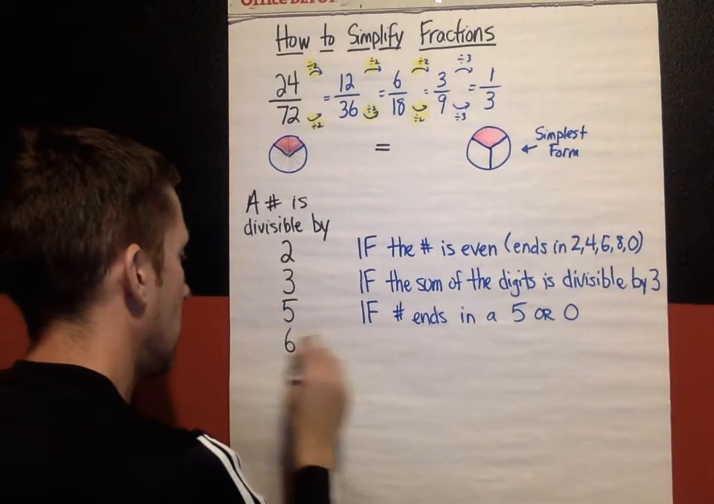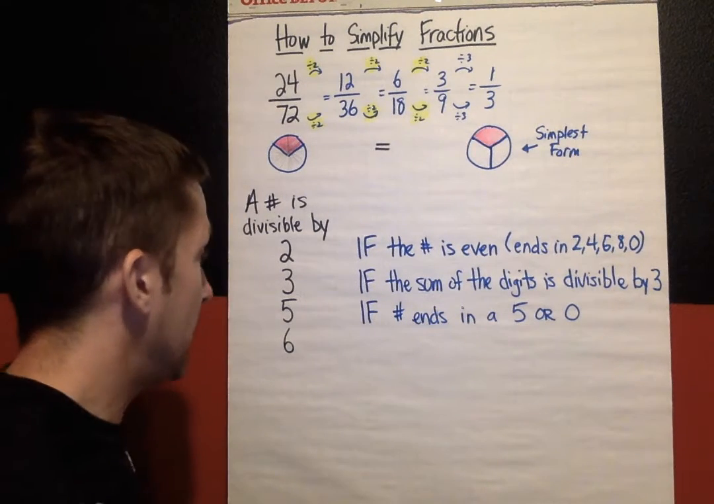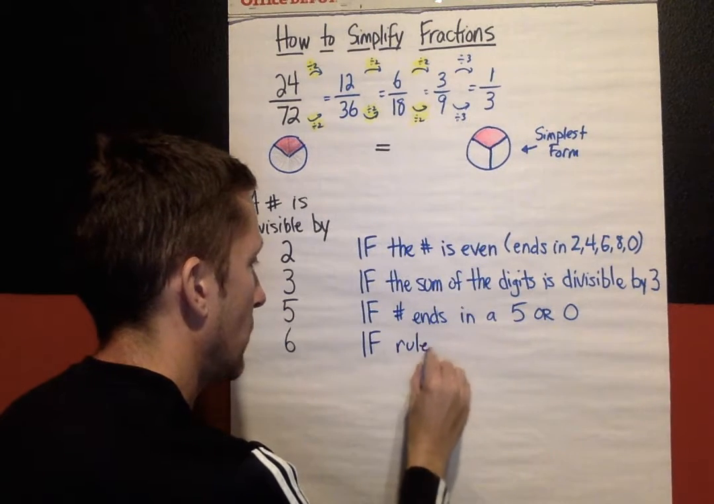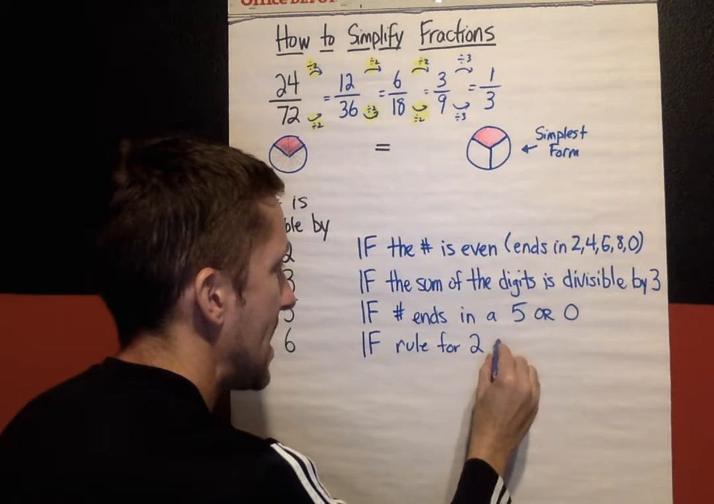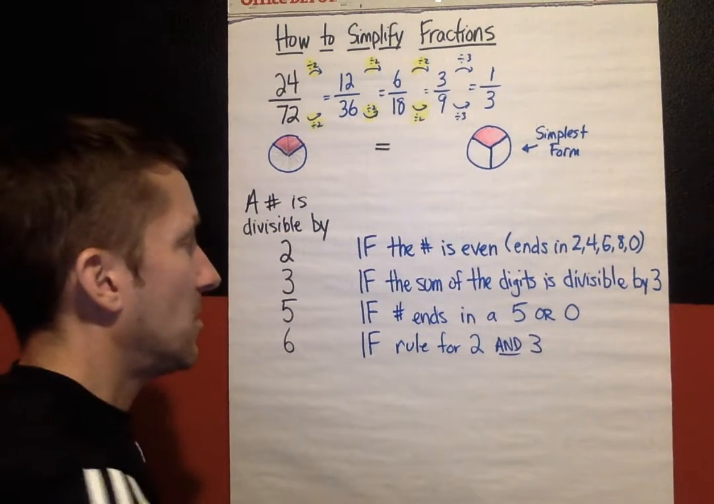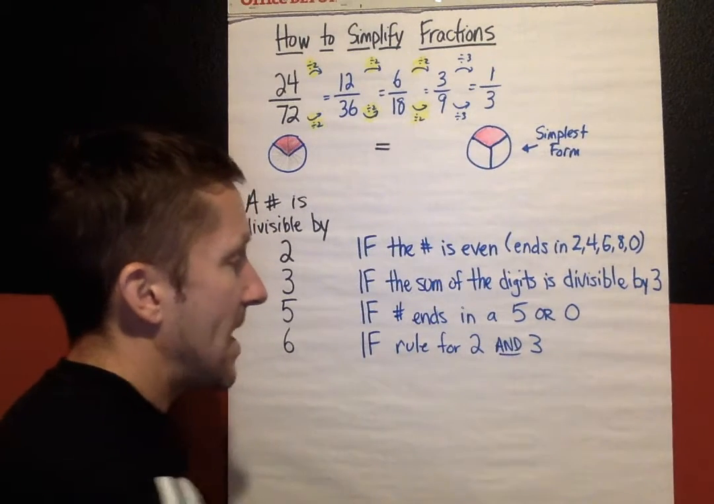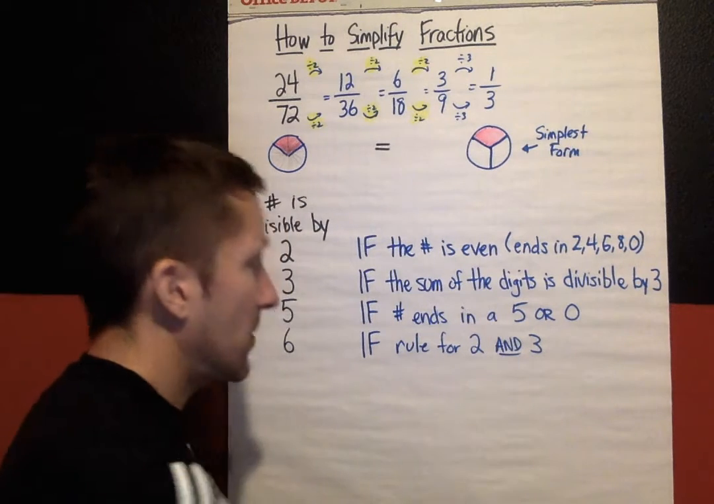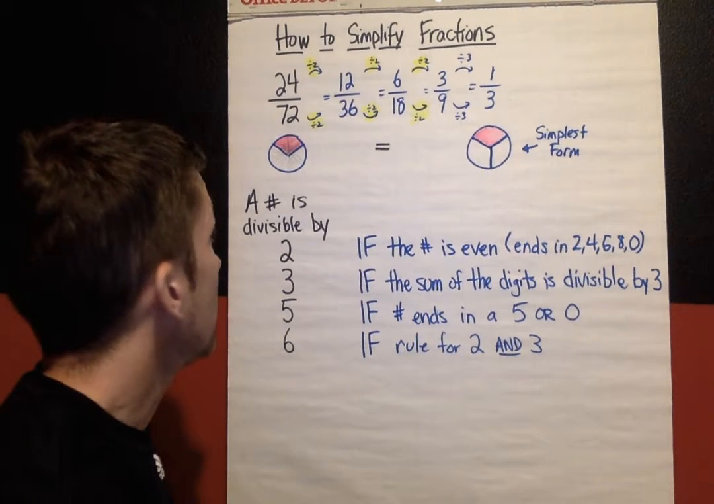6 is a number is going to be divisible by 6 if the rule for 2 and 3 both work. So if it's even, because that's the rule for 2, and if you add the digits, the sum is divisible by 3. If both of those are true, then 6 is going to be a factor of that number.